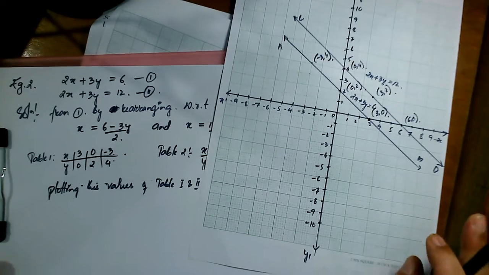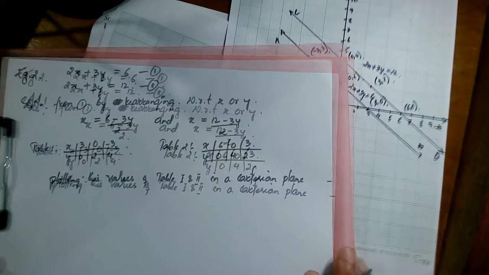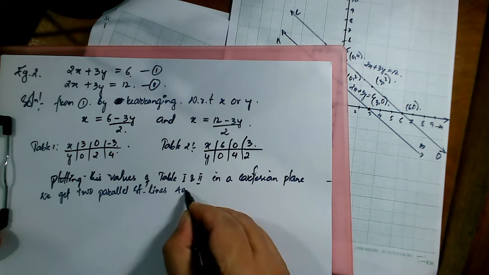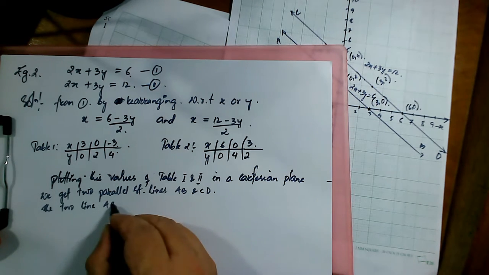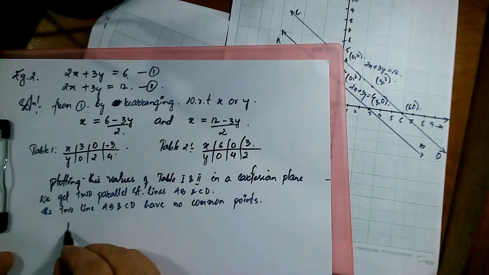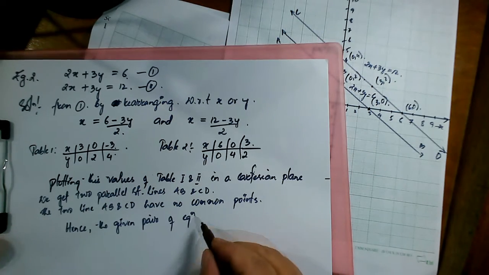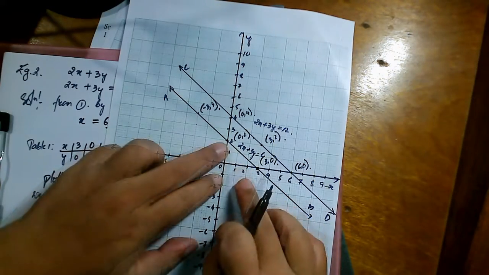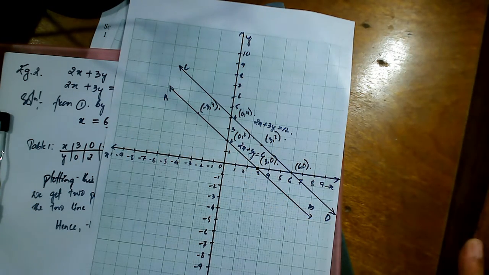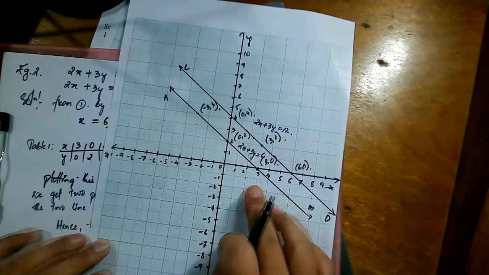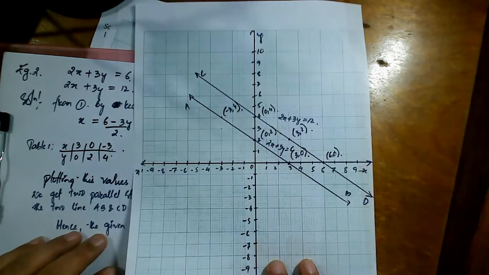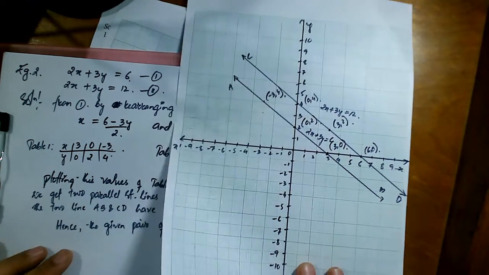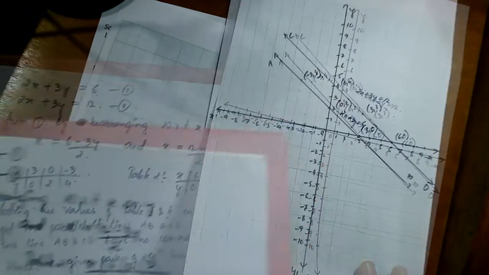So when we plot these values of table 1 and 2 in the Cartesian plane, we get two parallel straight lines AB and CD. The two lines AB and CD have no common point. Hence, the given pair of equations has no solution, which means that in the graph, the two lines never intersect. If there is any intersection point, there will be a solution. In this graph, there is no intersection point, so the lines are parallel and there is no solution.